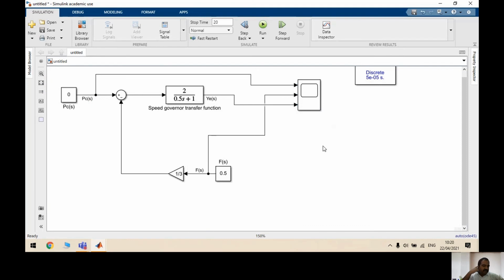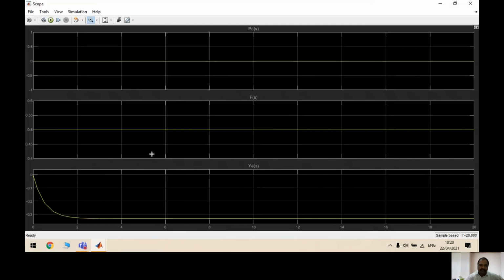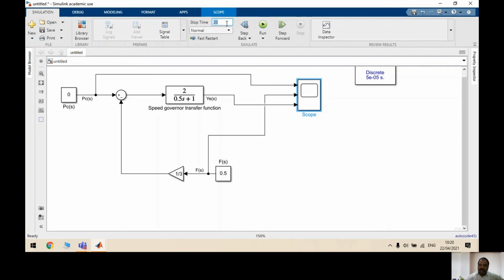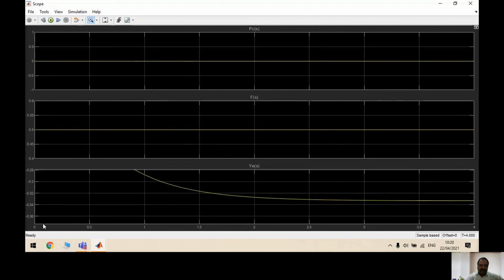Now I will show you the effect of this regulatory function. See, I have kept it as 3. I'll run this for 4 seconds. See, this is the effect of the regulation constant R. It is taking a settling time of 2 seconds, settling to a final value of minus 0.32.